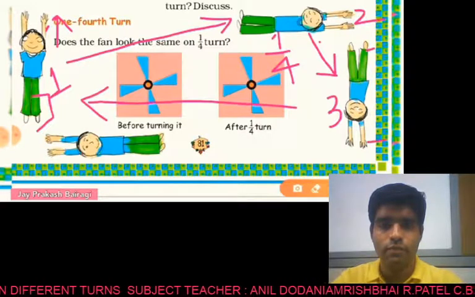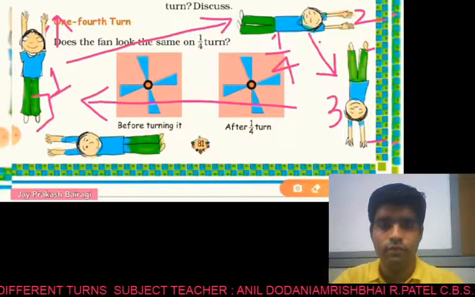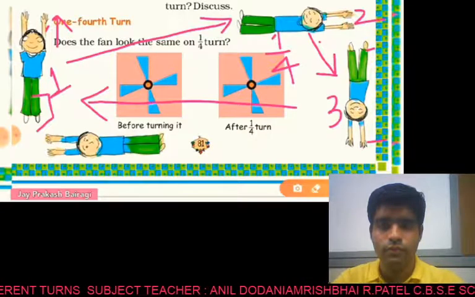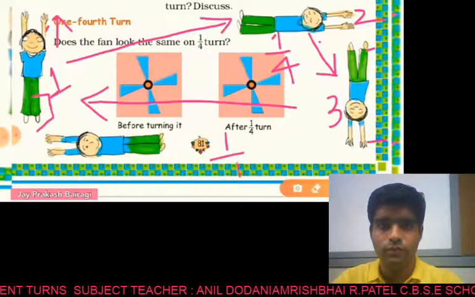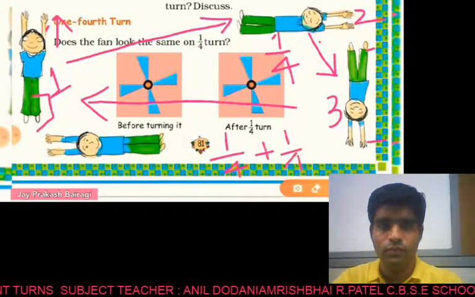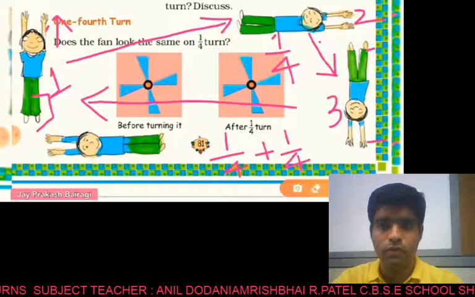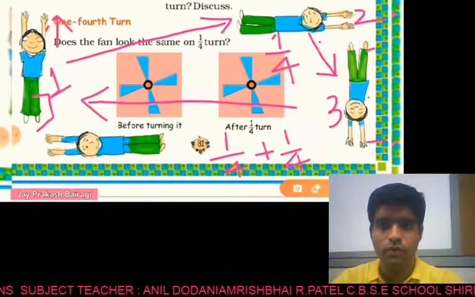So this is, you can say, half upside down, and it is double of 1/4. How can you say? Two 1/4 make half, as you know. Okay, two 1/4 make half. In class 4 you have studied about it. So this is just a half turn, you can say.